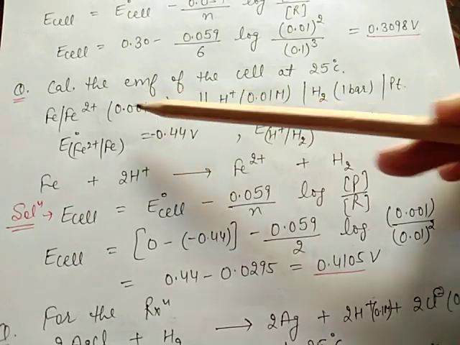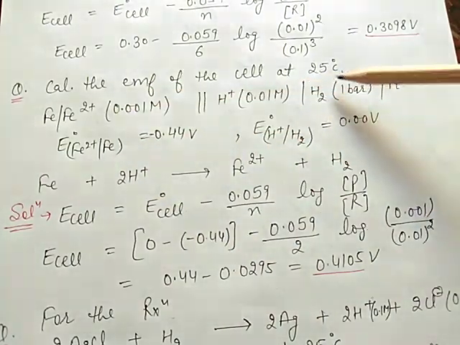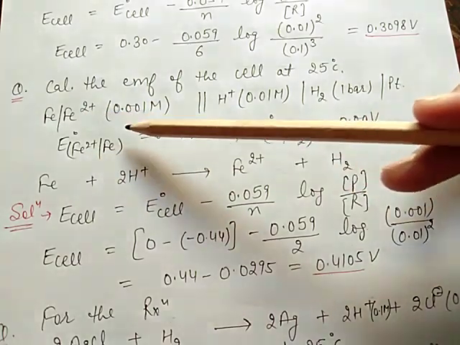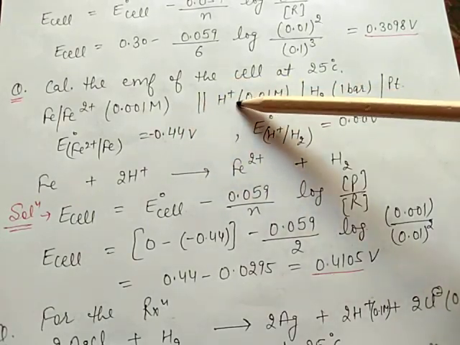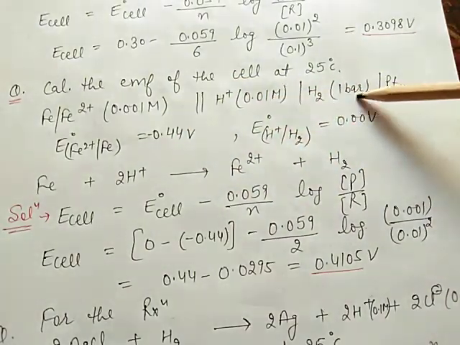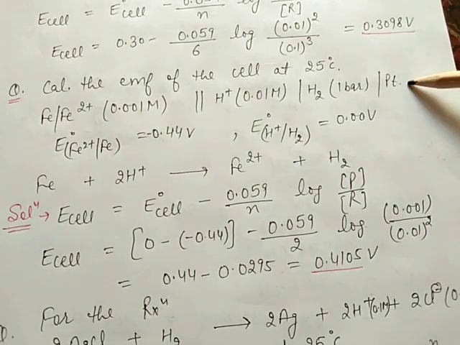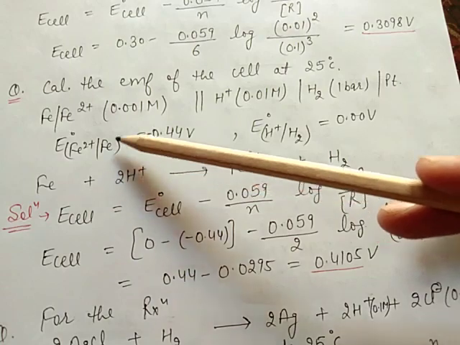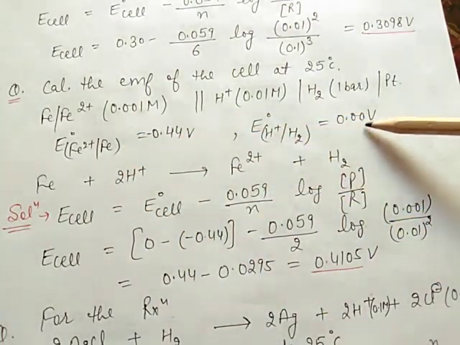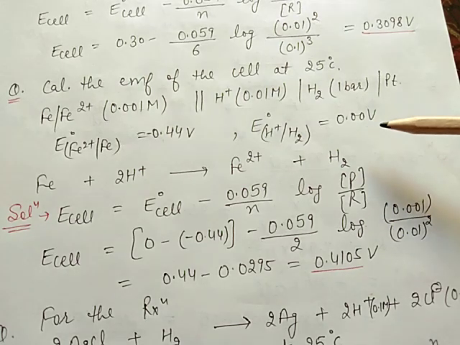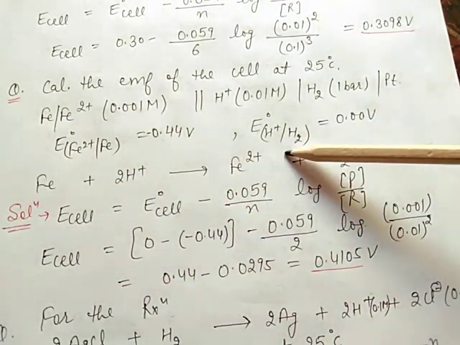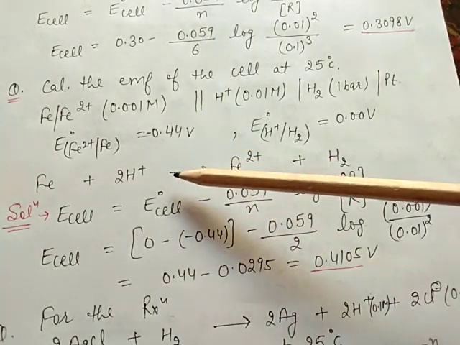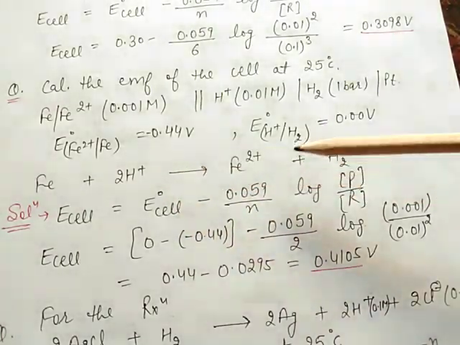Now the next numerical is the EMF of a cell at 25 degrees Celsius. This cell representation is given: iron changes to iron plus 2, concentration given, H positive concentration given, H2 at 1 bar pressure, and platinum. The standard electrode potential of iron is given and hydrogen is given. The standard reduction potential of hydrogen is 0 volt. This reaction is given. So first of all we find out which shows oxidation and which shows reduction.